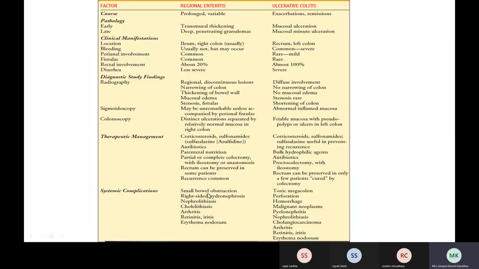Complications seen here are small bowel obstruction, right-sided hydronephrosis, nephrolithiasis, arthritis, retinitis, iritis, and erythema nodosum. Similarly here, all the rest what we said, joint involvement is again seen here, including your renal involvement. Then it may develop into malignancy. So malignant neoplasms, hemorrhage, perforation, and toxic megacolon. Okay, these are the systemic complications which are seen in either of these conditions.